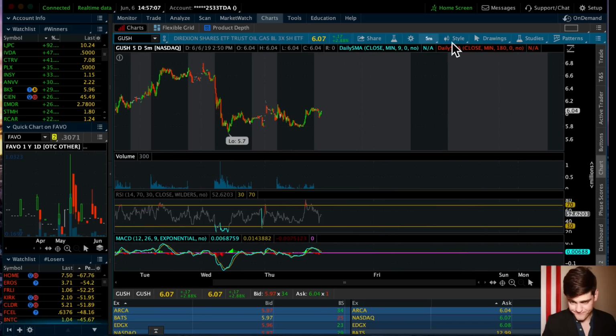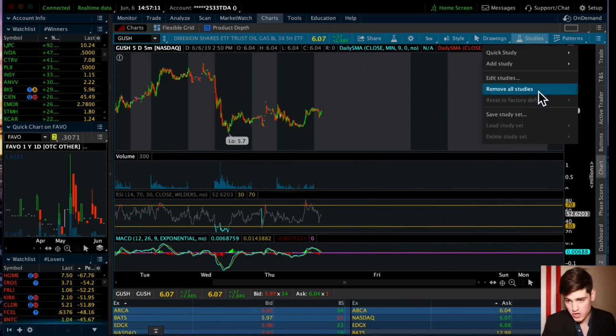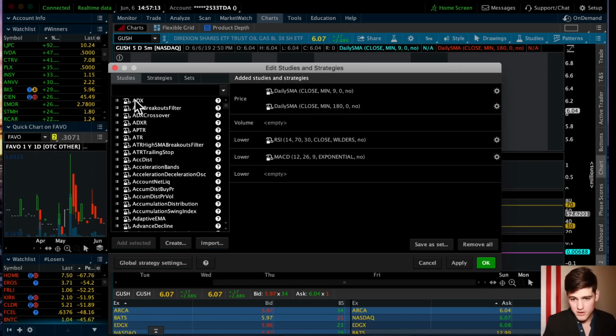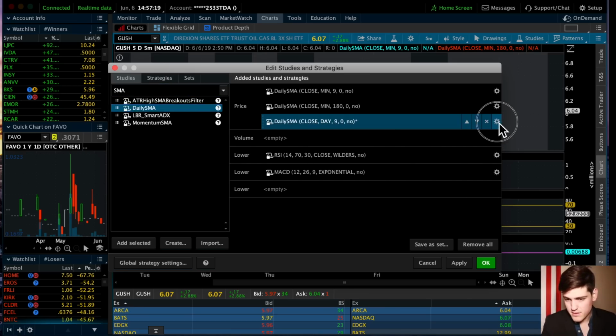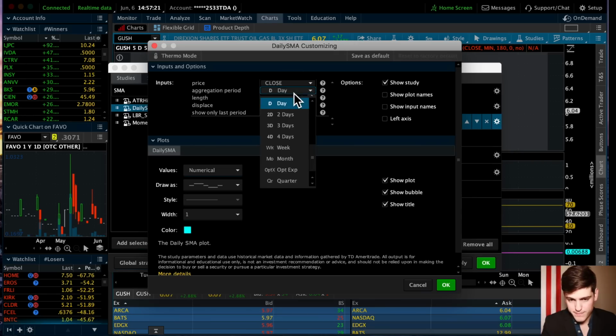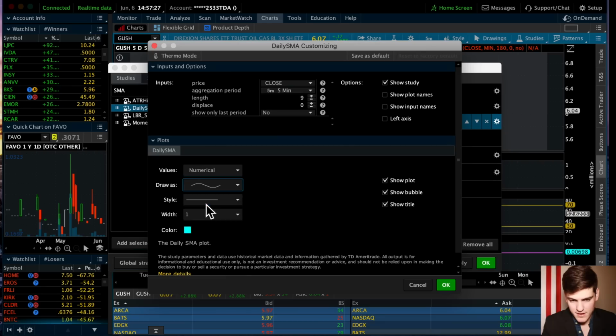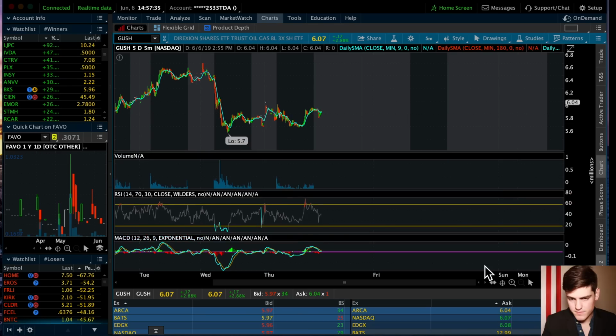But in any case, if you'd like to have SMA lines that are shown on different aggregation periods, you can just add more of them. Say if I want one for the 5-day, 5-minute chart, I can just go to daily SMA, go over here, configure the aggregation period to 5 minutes, and we'll use the smoothed out line because the other one is just god awful. And then, yeah, this should do it.